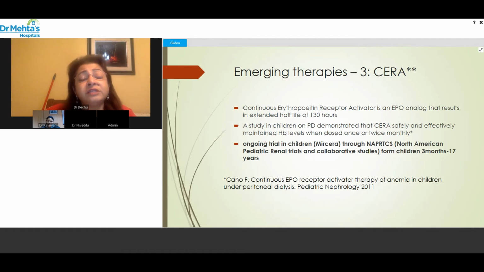For these children, there's been a study that's been done on PD patients and has proven that it's safe and efficacious in maintaining hemoglobin levels. But there's an ongoing trial through Naprotix for children from 3 months to 17 years with this drug called Mircera. We should have the results in about a year, and hopefully then it's FDA approved, and it can be used globally for maintaining hemoglobin concentration for anemia in CKD. I've put in a reference there for the one that's published, but the ongoing trial is still ongoing, so we'll wait for the results.